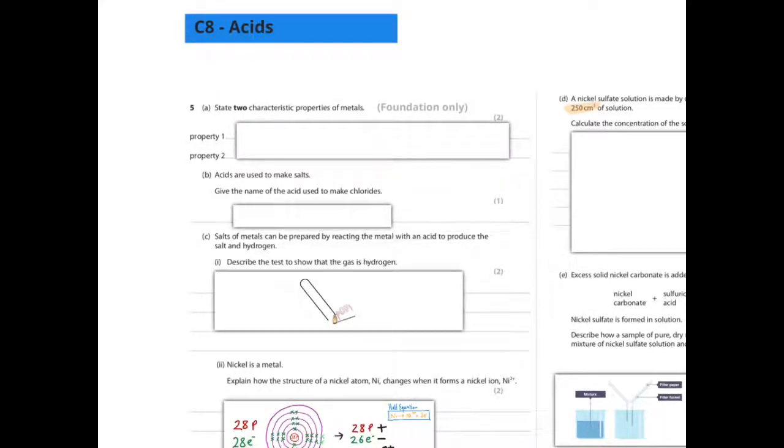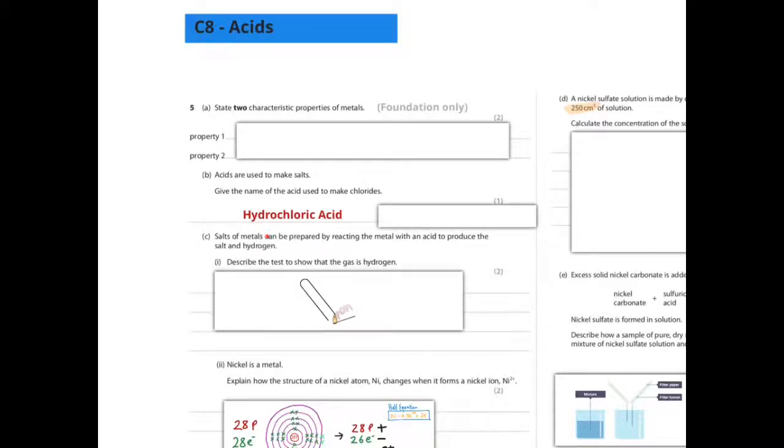Acids are used to make salts. Give the name of the acid used to make chlorides. If you remember that sulfuric acid produces sulfates, nitric acid produces nitrates, so hydrochloric acid, that's the only other mineral acid you need to know, that will produce chlorides.